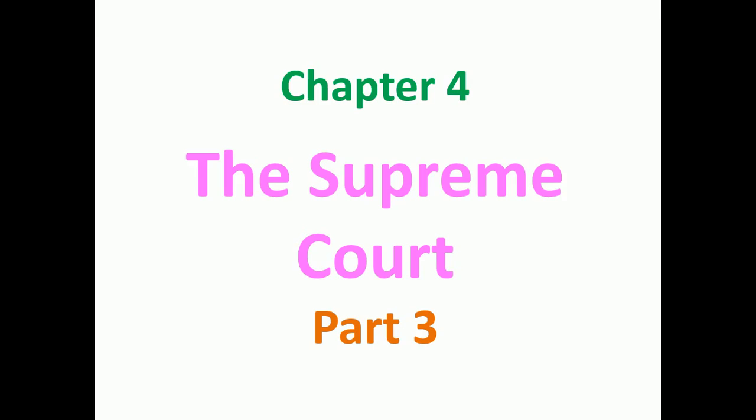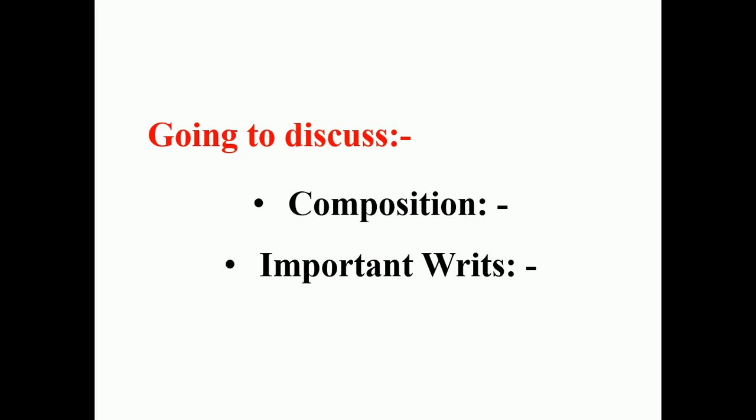And today we are going to discuss a few new topics from the same chapter. First one, the composition of the Supreme Court. And secondly, we will be discussing the important writs which can be issued from the Supreme Court. So these are the two different points which we are going to discuss today. First of all, we are going to discuss the composition of the Supreme Court.